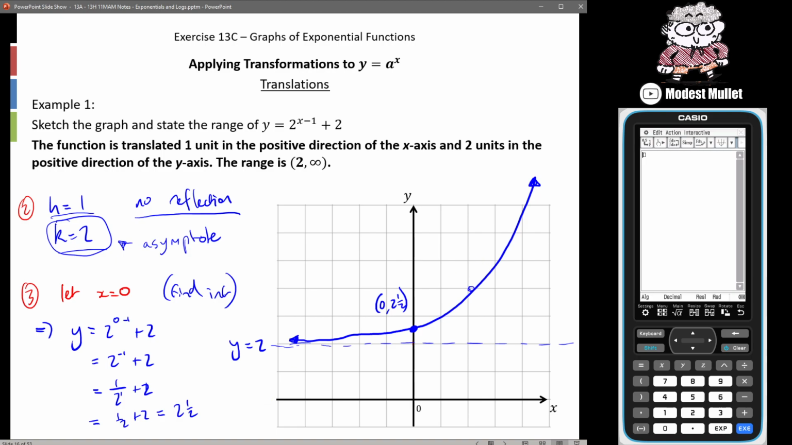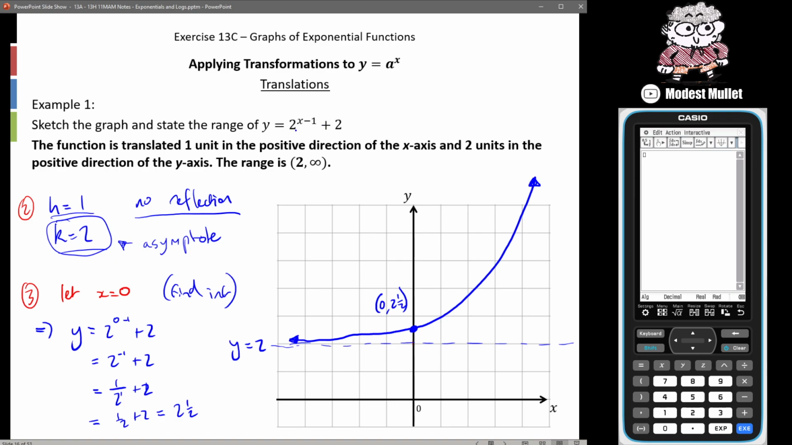You could find another point later on. You could let x equal 1, x equal 2 to help with your scale. But for now, that's technically enough to do the graph. You've got the asymptote, which is critical. You've got its intercept, and you've got the rough shape. That is fine.